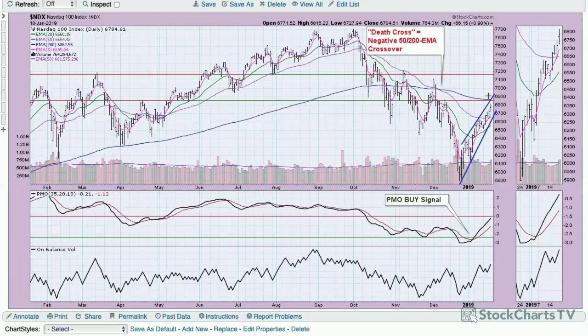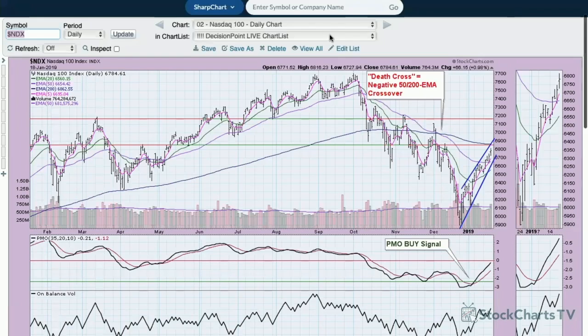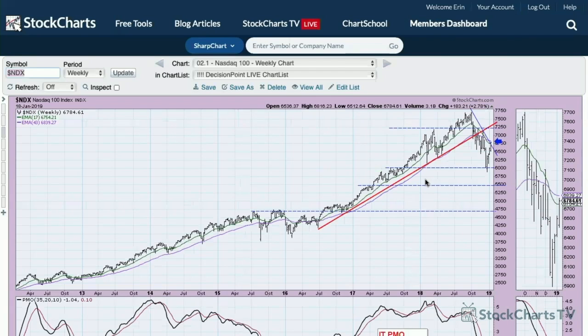The wedge is a little less complete. It's not as mature in that we're not quite to the apex yet. So I think a breakdown from this wedge would be something that we'll watch for. It's not going to happen with a drift more than likely, which is the problem I have with the one that's on the S&P chart. Most important really is that rising bottoms trend line.